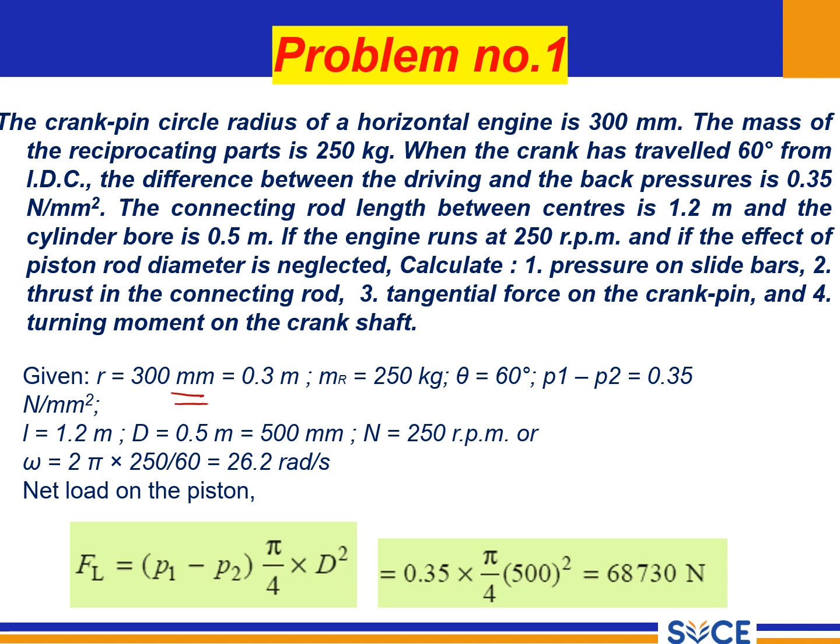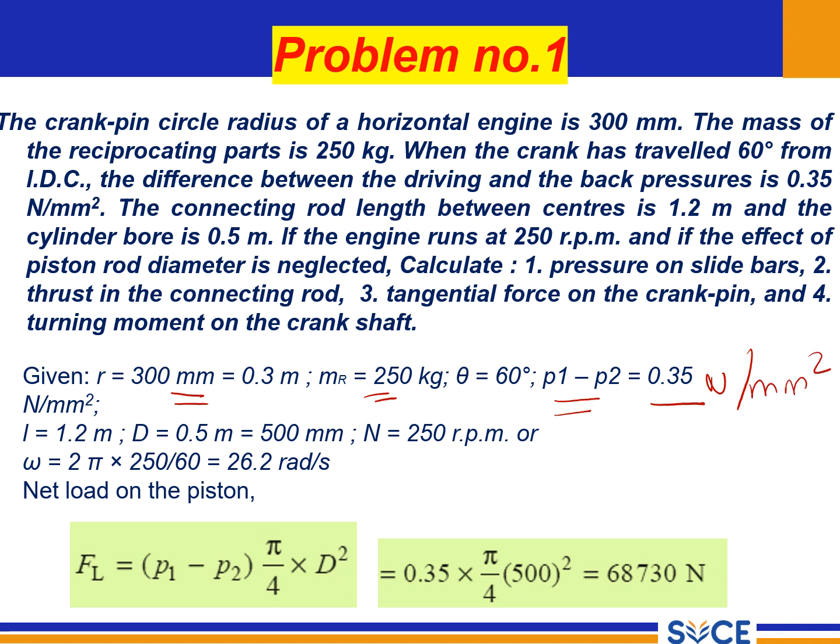Crank radius is given. The mass of the IC engine is given as 250 kg, that is M. When the crank has traveled 60 degrees from the inner dead center, the difference between driving and back pressure is 0.35 Newton per mm square. That is, they are giving directly the net difference in pressure, whatever the driving and back pressure is.